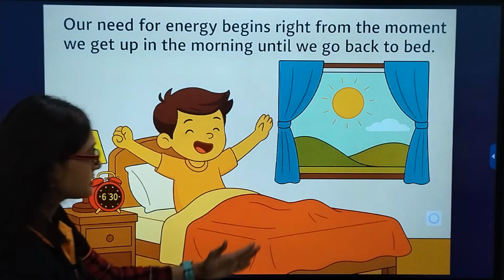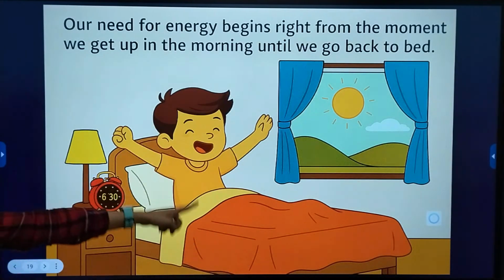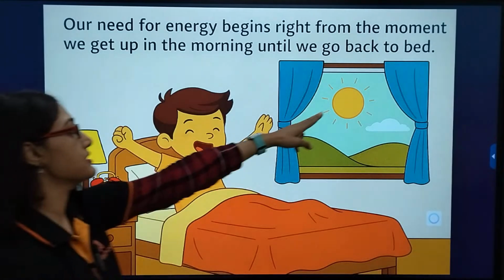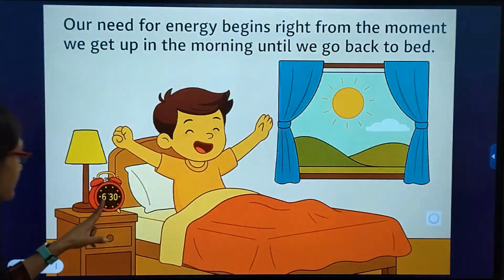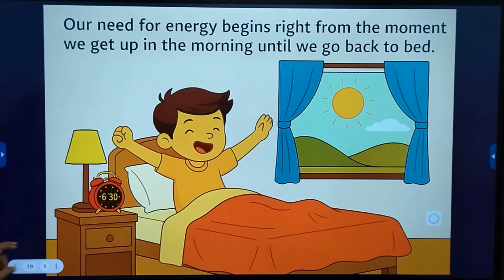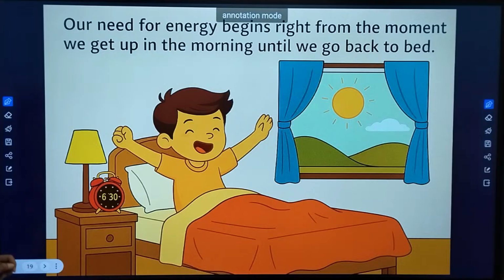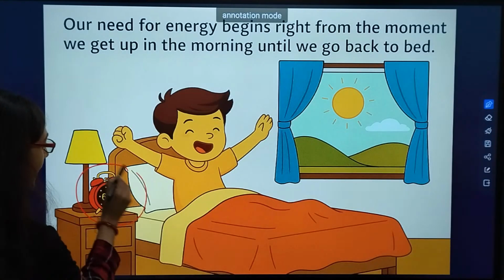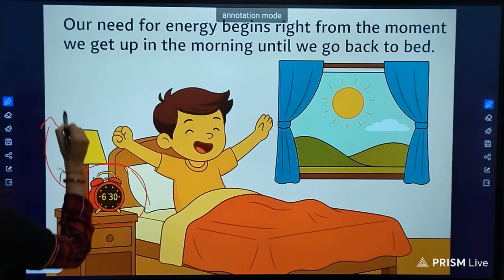Now, see what the picture is showing here. The boy is waking up. It is sunny outside and the time is 6:30, so obviously it is morning time and he is waking up. So what is happening here? From morning, first the alarm clock is ringing.